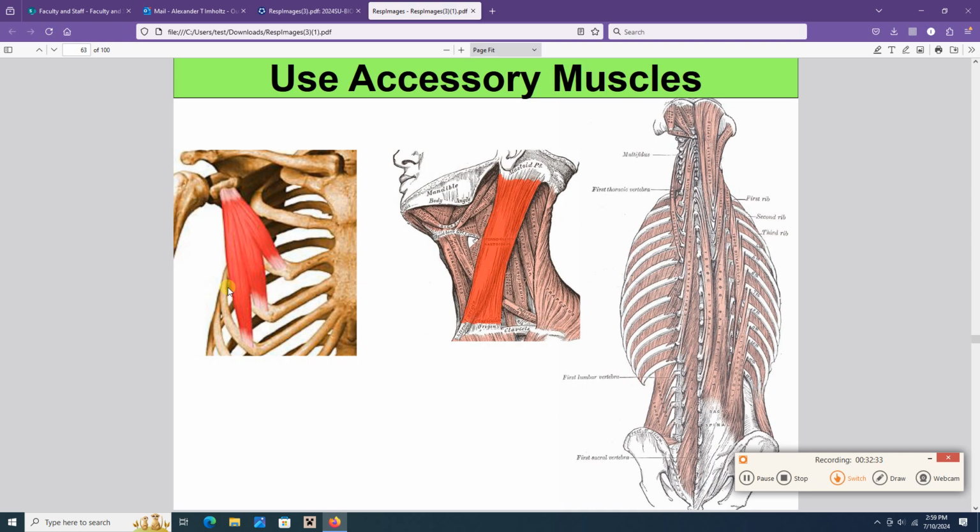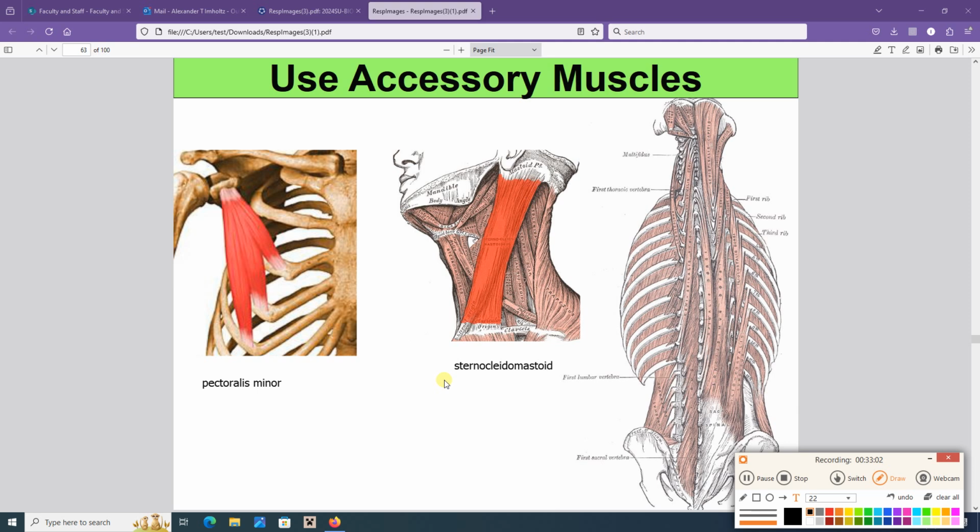Then what I can do is use other muscles. I can use muscles like my pectoralis minor. Notice how the pectoralis minor is going to pull up on those ribs. I can use muscles like this guy. That guy is my, come on, let me draw. There we go. Let me write. My sternocleidomastoid, which is going to pull my sternum and ribs up.